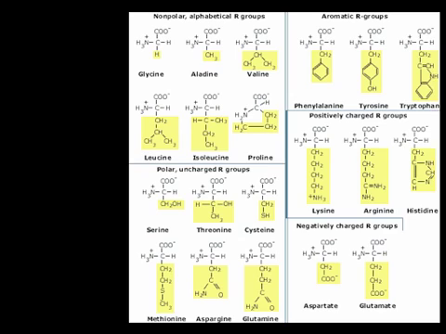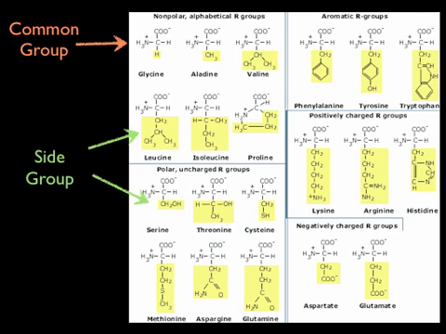No, what I'd like to show you with this chart, this is the 21 amino acids that are found in living things. What I'm going to show you here is that every single amino acid on this list has a common group. Notice they're all identical. They're all the same. And then each amino acid has a side group. And it's the side group that gives the amino acid its unique properties.